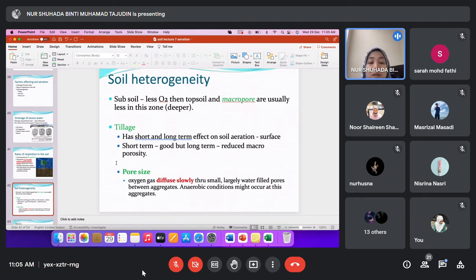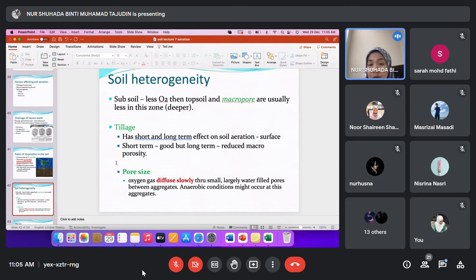Okay, the last one is the pore size. Okay, so oxygen gas diffuses slowly through small, largely water-filled pores between aggregates, and aerobic conditions might occur at these aggregates. Okay, so a good pore size will allow the oxygen to be exchanged.